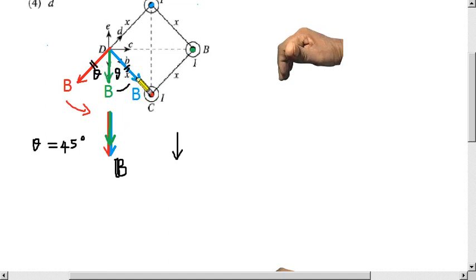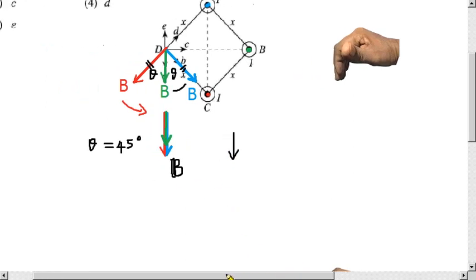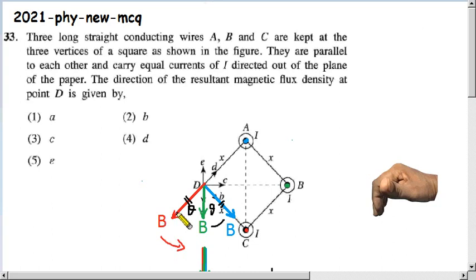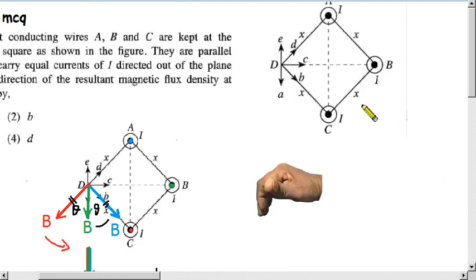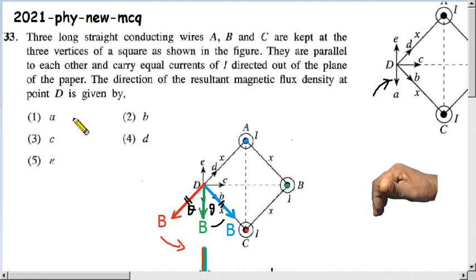Therefore the resultant of these two, red and blue, is downwards, and this green one is already downwards. So the final B is downwards. So therefore the answer must be downwards. Downwards means the direction they have previously shown. This direction, simply A, is the answer then. So let us select the first one as the answer.